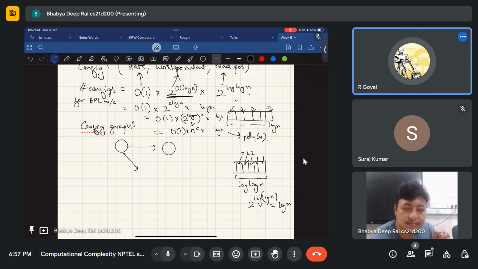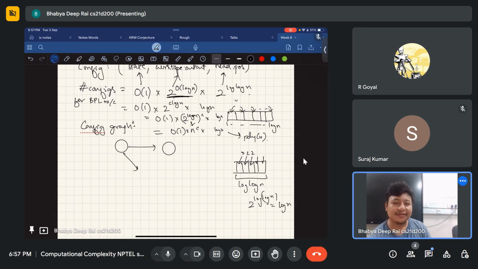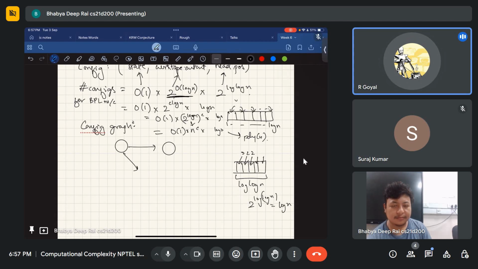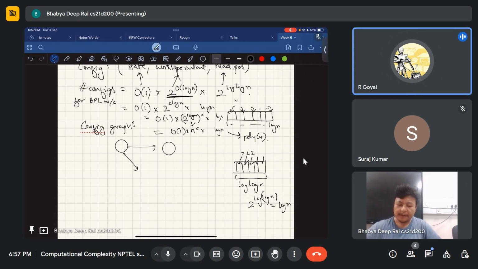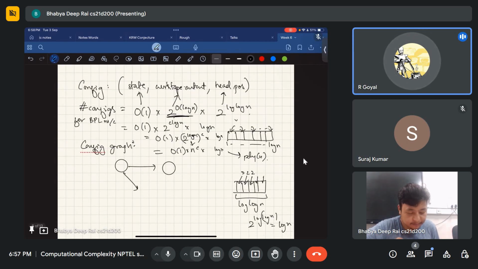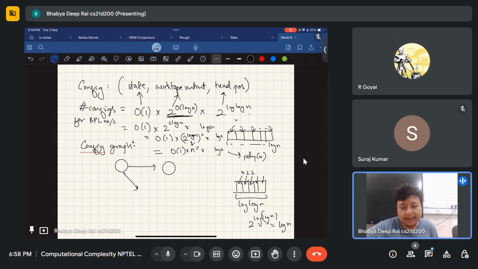Regarding the head position, why take 2 raised to the power log of log n? Because we are trying to find the number of possible head positions. The read-write head of the Turing machine may point to any one of the log n possibilities. As far as the content is concerned, we can raise 2 to the power order of log n, because for each cell we have two possibilities. But the read-write head can point to one out of log n possibilities, so it would be log of log n, and there is no need to take 2 raised to the power log of log n. Log n is actually not the number of different head positions; log n is the space required to store the different head positions.